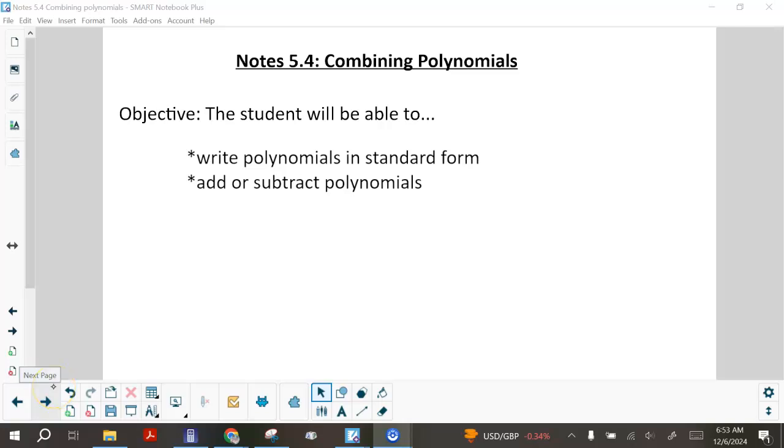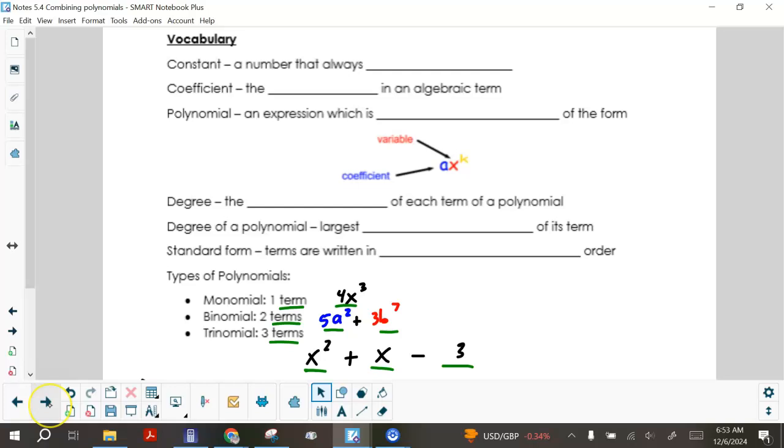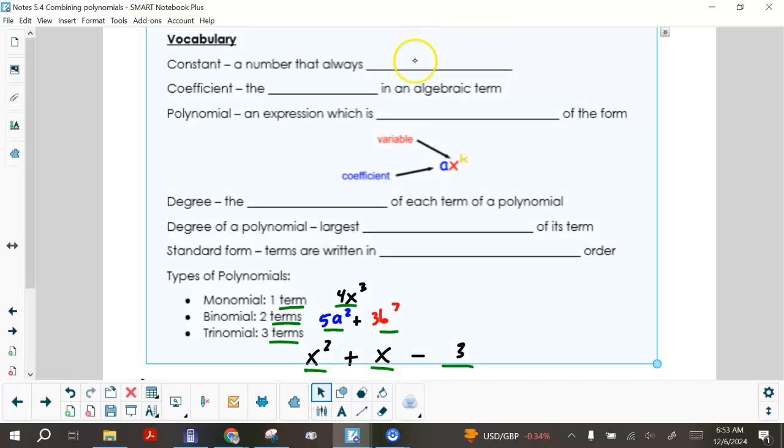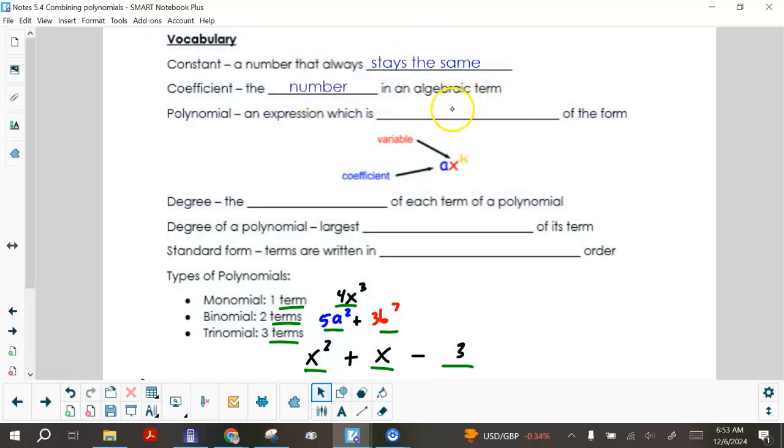In this lesson, we're going to be doing combining polynomials. If you were there in the classroom, I went over the first part already, but I'll do it one more time. You can see that this is the vocab page, so if you haven't copied those down, please go ahead and refer back to this page as needed.